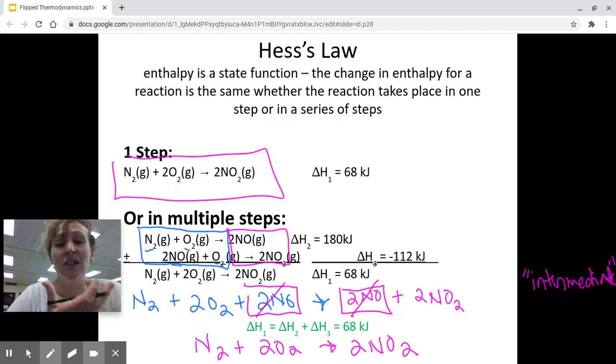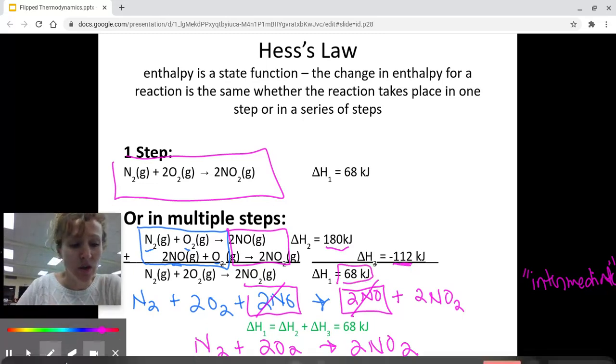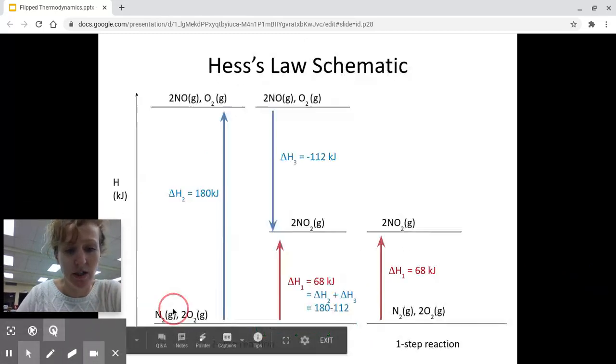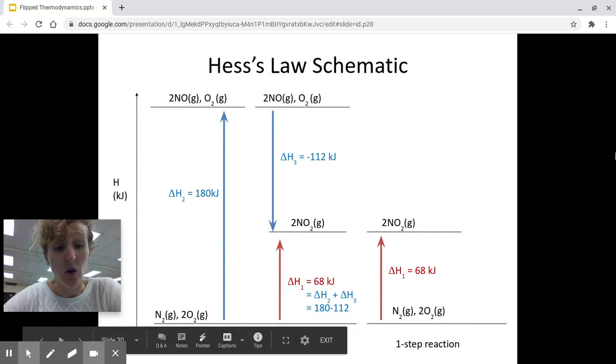Sometimes we can't actually calculate an overall enthalpy change for a reaction, but we can calculate the enthalpy changes for step 1 and step 2, and then we can use those in order to figure out an overall enthalpy change. Notice that we take 180 and we add it to a negative 112 to get our overall reaction, right? So I can show this to you in another way. Let me show you the exact same concept here, only in a graph.